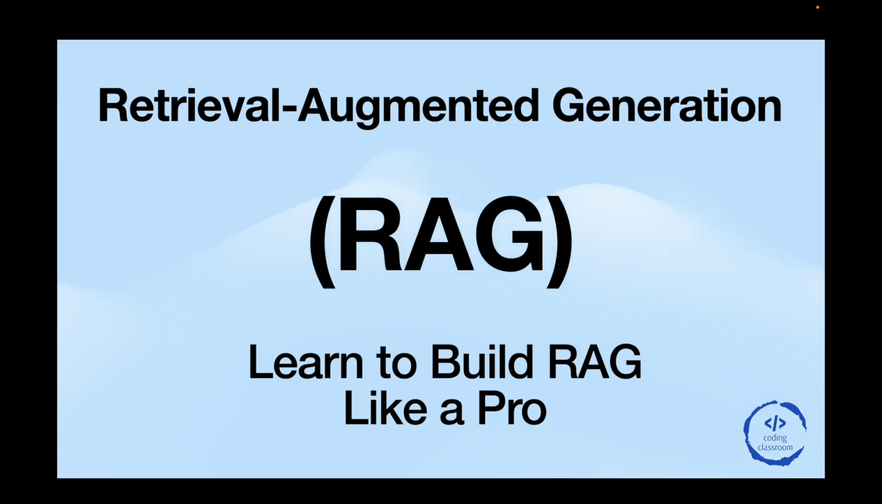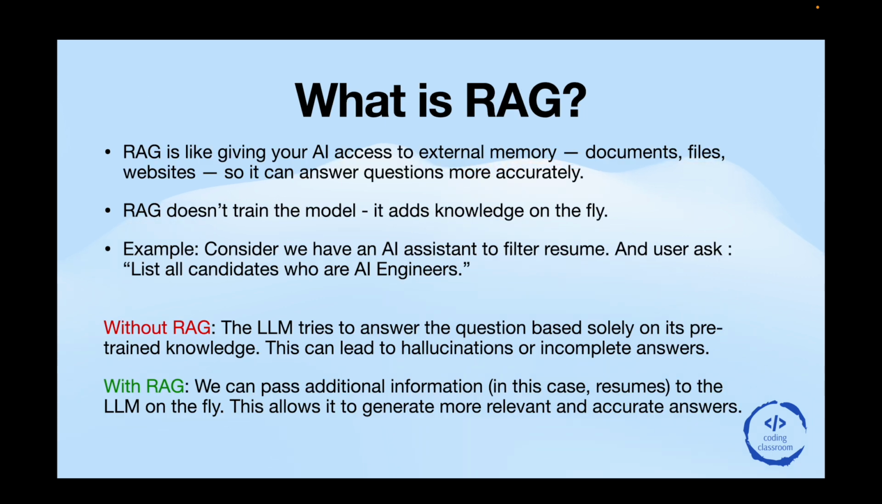Today we will talk about Retrieval-Augmented Generation, RAG, which is a very popular term in AI. So what is RAG? RAG is like giving your external memory to the LLM so that it can answer questions more accurately. RAG does not mean training the model. It adds the knowledge on the fly and passes it to the LLM as context. Let's take a look at an example.